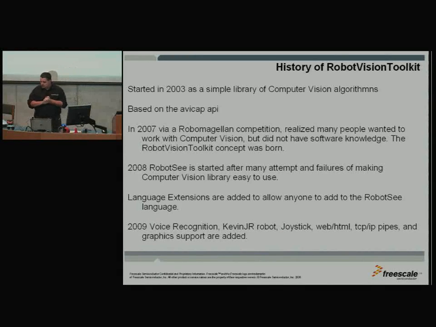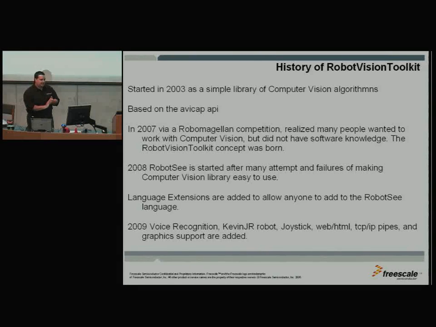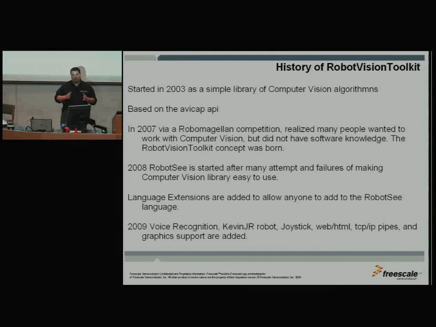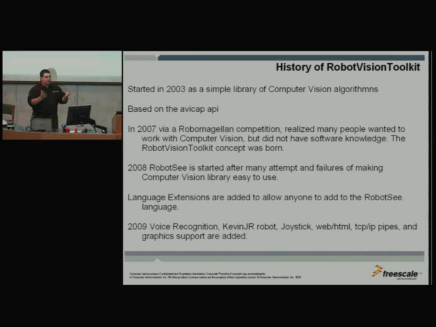In 2007, I got involved in a project called RobotMagellan. It's a competition that we had, and I'll have some slides on that. This is when I discovered that there's a lot of people out there who are very interested in robot vision and advanced robotics who do not have the software training. And this is when I decided, hey, these people could use this library. And sure enough, some of the people in the competition actually used the library. The problem we had is that at that time, there was no way to communicate with the library. You still had to know C in order to use it.